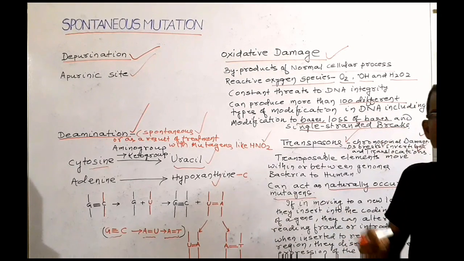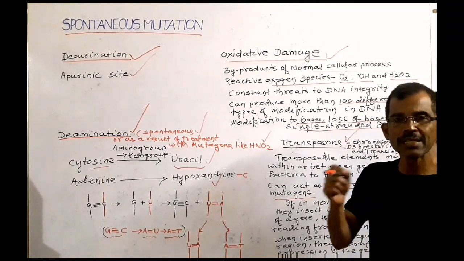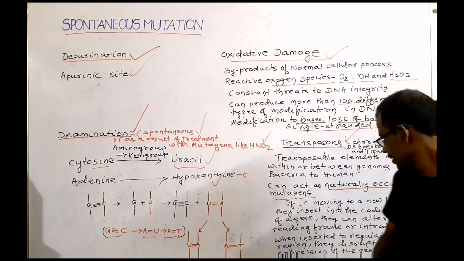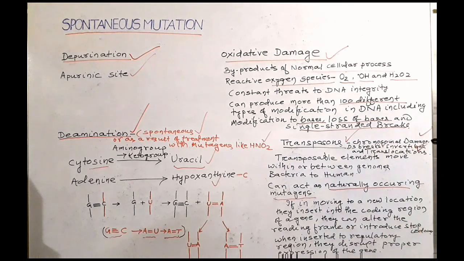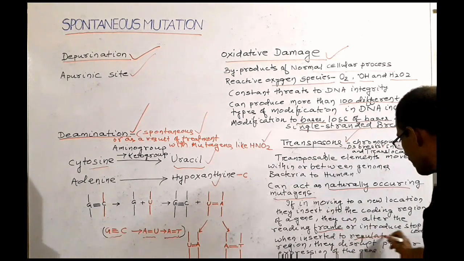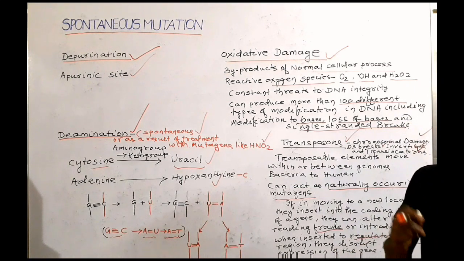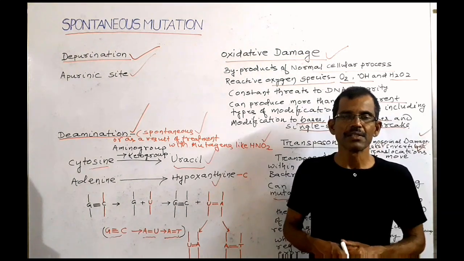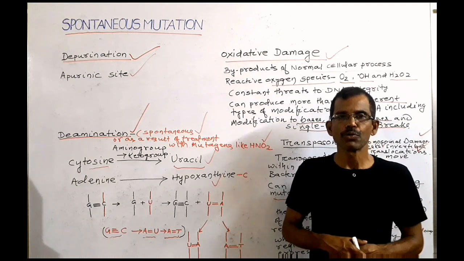Mutation occurs when a transposon inserts into a protein coding region of a gene, thereby causing a change in the reading frame, and it can also introduce stop codons. Similarly, when transposons are inserted into the regulatory region, then they disrupt the normal expression of the gene. So friends, this is about spontaneous mutation.